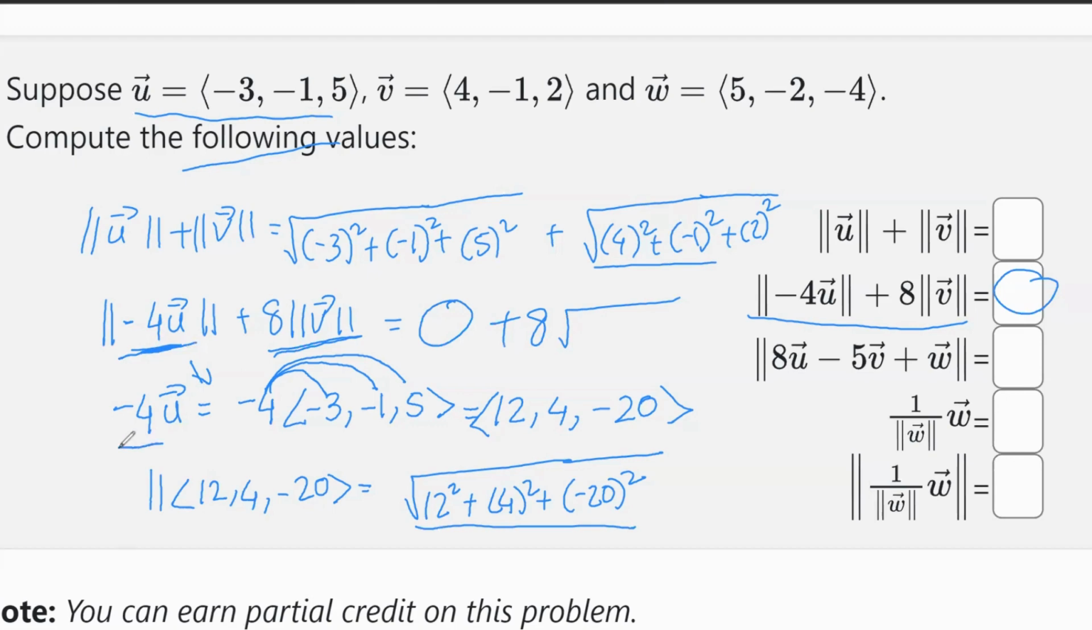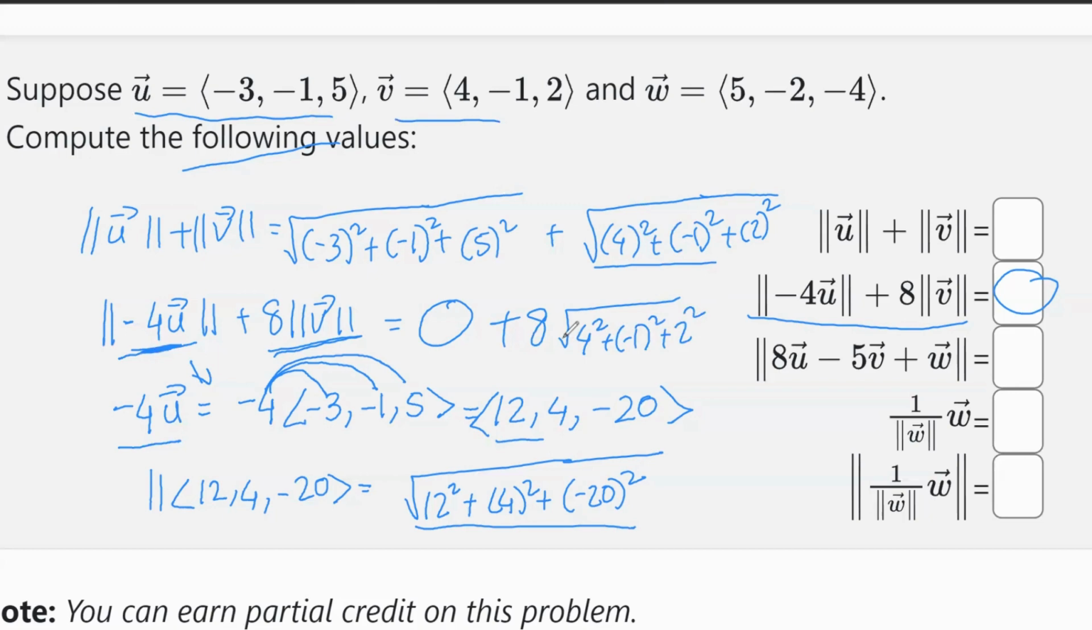I multiply -4 with a vector, and then I get this, and then I multiply it, square it, and put the square root. Then I find the norm. But for this one, in this case, it's different. The 8 is outside of the norm. So I do the norm for v, which is 4 square plus -1 square plus 2 square.